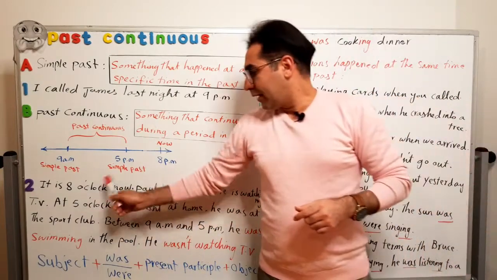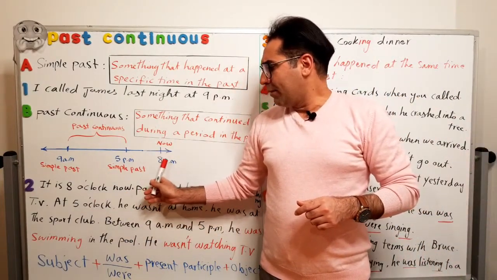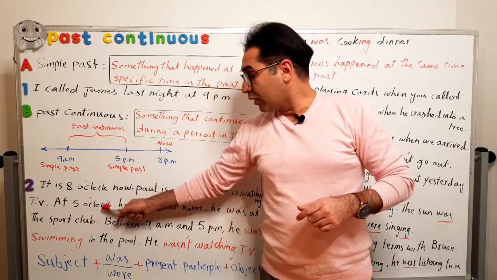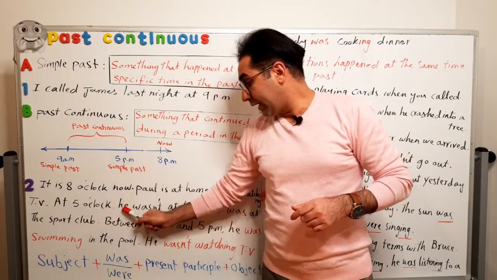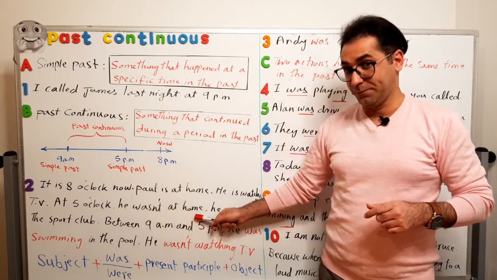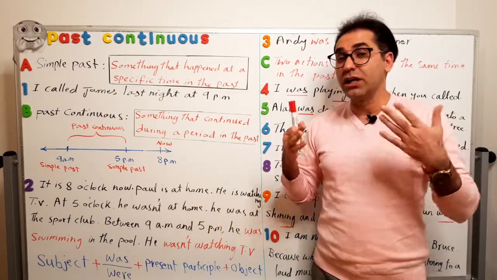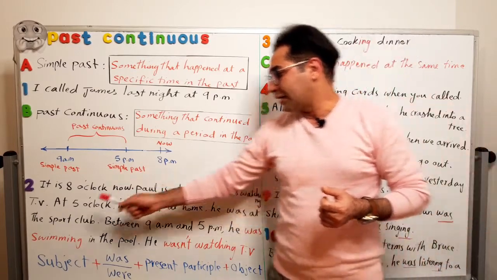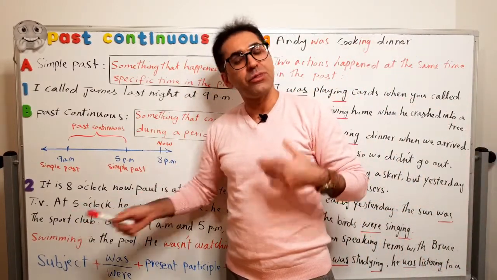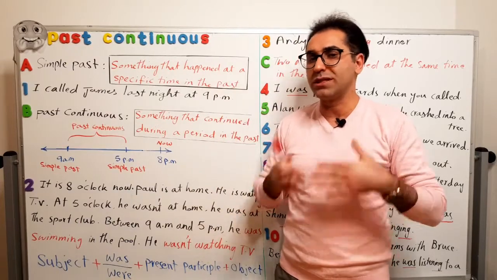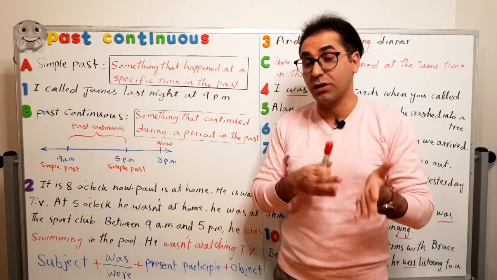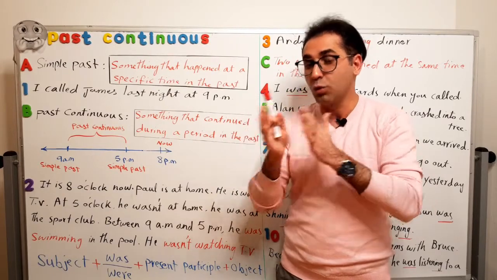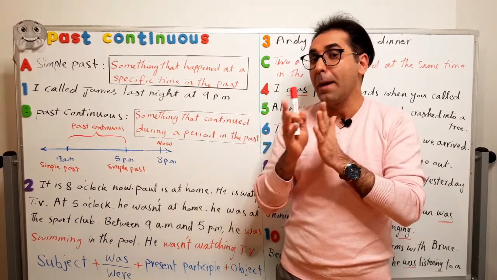And then, so we're here. How about 3 hours ago? It's going to be simple past, right? At 5 o'clock over here, he wasn't at home. That means 3 hours ago, he was not home, right? He was at the sport club. So 3 hours ago, he was not home. He was at a club, right? Sport club. So it is a specific time in the past. He was, right? Simple past.